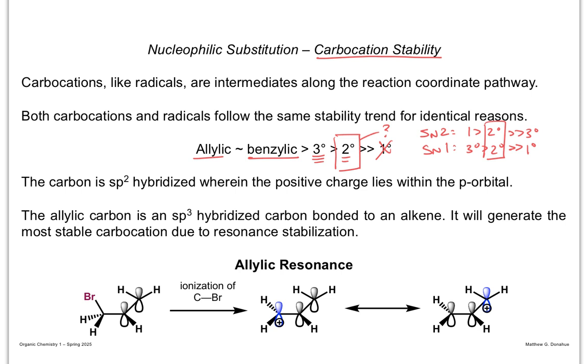Remember the stereochemical issue. SN2 goes with complete inversion, and SN1 will go with racemization. So the conditions will determine ultimately the stereochemical outcome.